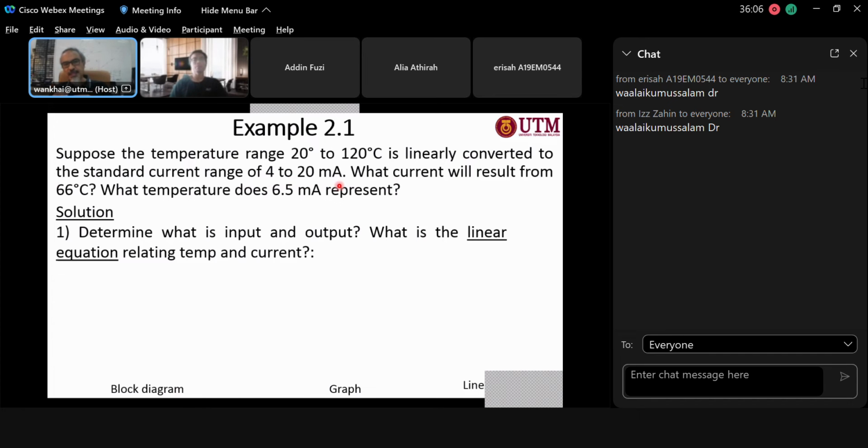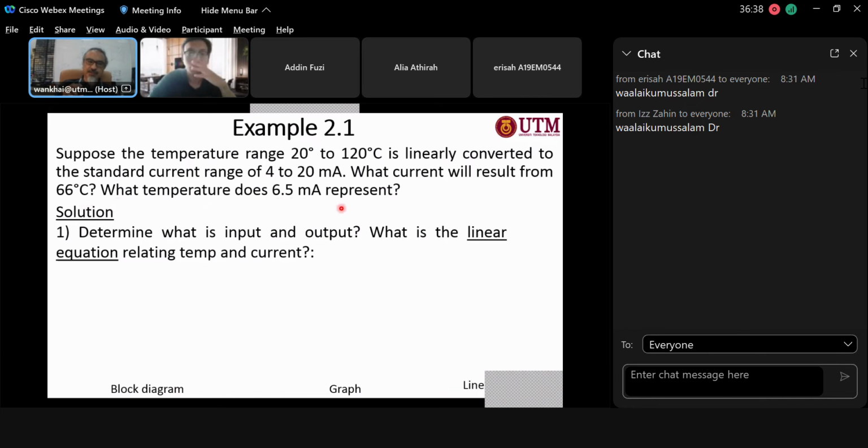So we put 20 degrees, it gives us 4 milliamp. If we put 120, it gives us 20 milliamp. So you can draw a graph from this data. What current will result if the temperature is 66 degrees? And what temperature does 6.5 milliamp represent, if we measure 6.5 milliamp at the output?